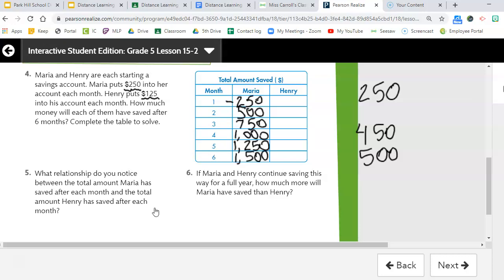Okay. Now Henry puts 125 into his account each month. So he starts with 125. All right, now I'm going to add that. So I have to think of my 25s. So 25, 50, 75, 100. That's how you count by 25s. So if I'm adding another 125, it would be 200, and then another 25 would be 50.